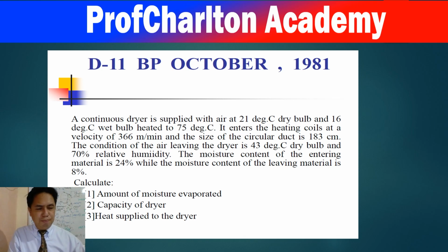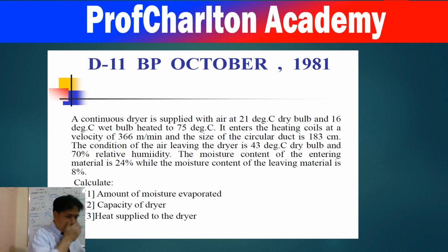So if I may read the problem, a continuous dryer is supplied with air at 21 degrees centigrade dry bulb and 16 degree centigrade wet bulb, heated to 75 degrees centigrade. It enters the heating coils at a velocity of 366 meter per minute, and the size of the circular duct is 183 centimeter.